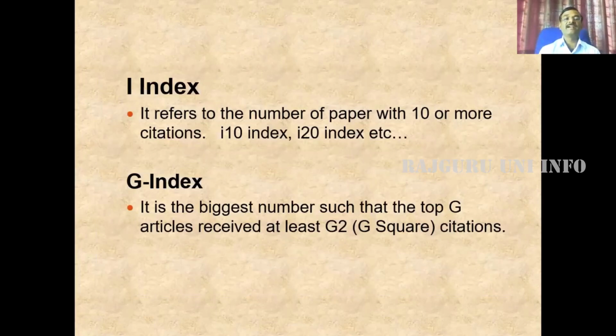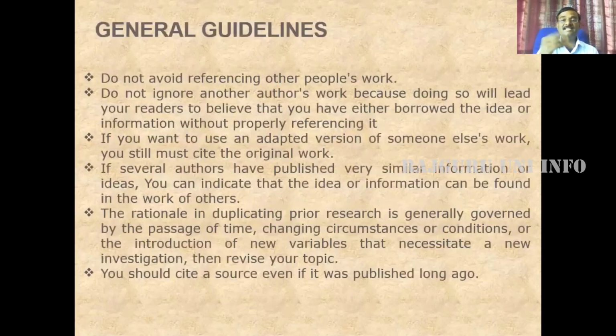Then another kind of index which we refer to is the G index. It is the biggest number such that the top G articles received at least G square citations. So these citations are very important for researchers to motivate themselves and engage themselves in research activities. For that, here are some general guidelines for citations.